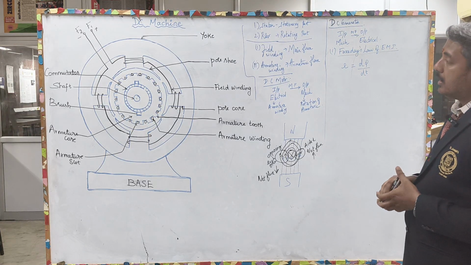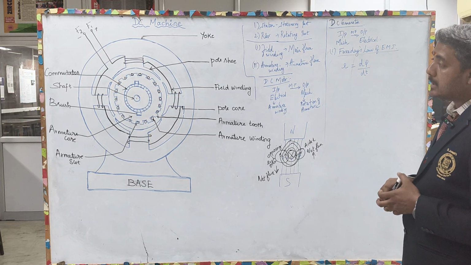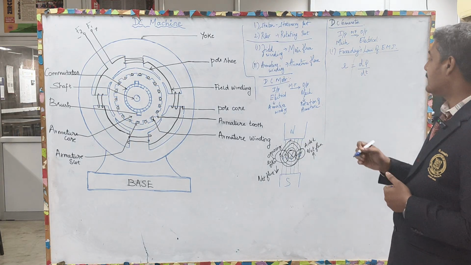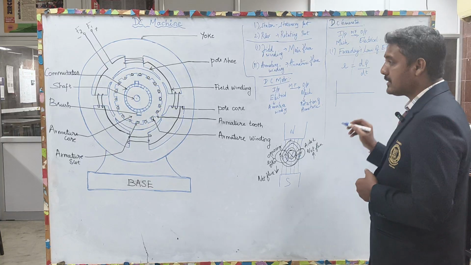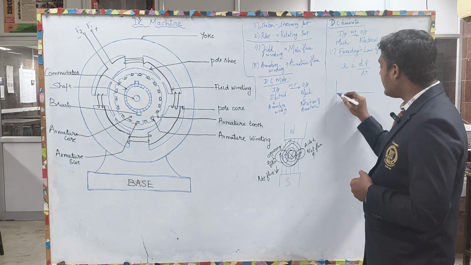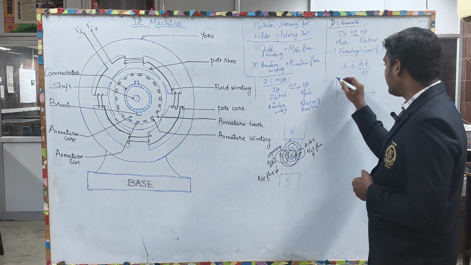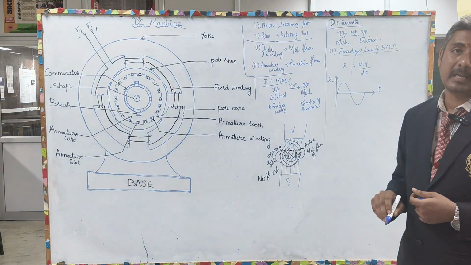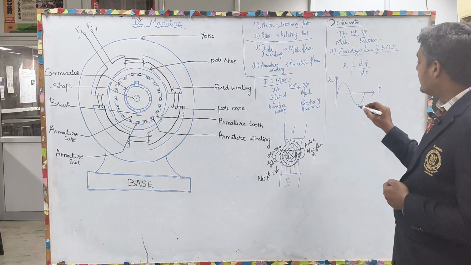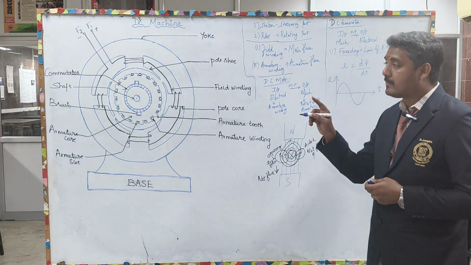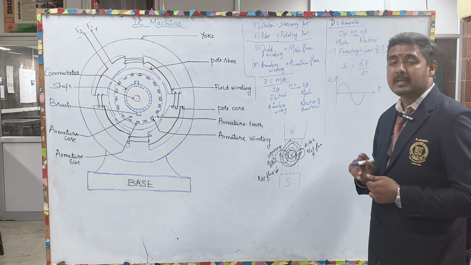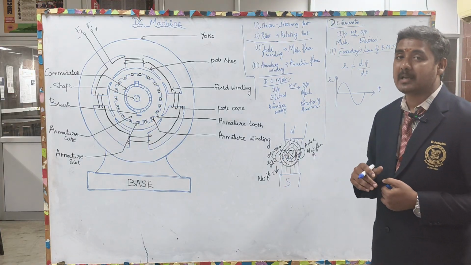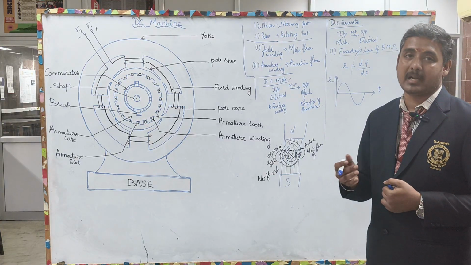Now, how will the electrical output appear? Since it is rotating in nature, the electrical output will be alternating in nature. With respect to time, the induced EMF produced will be alternating in nature. But this should not happen, right? Because we are studying the DC machine. In a DC machine, you should not get an alternating output. You have to get a direct output, that is direct current or direct voltage.